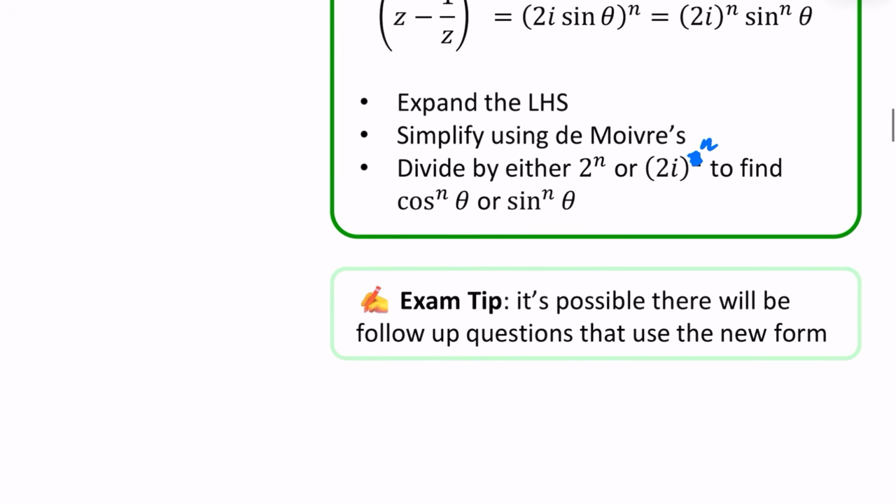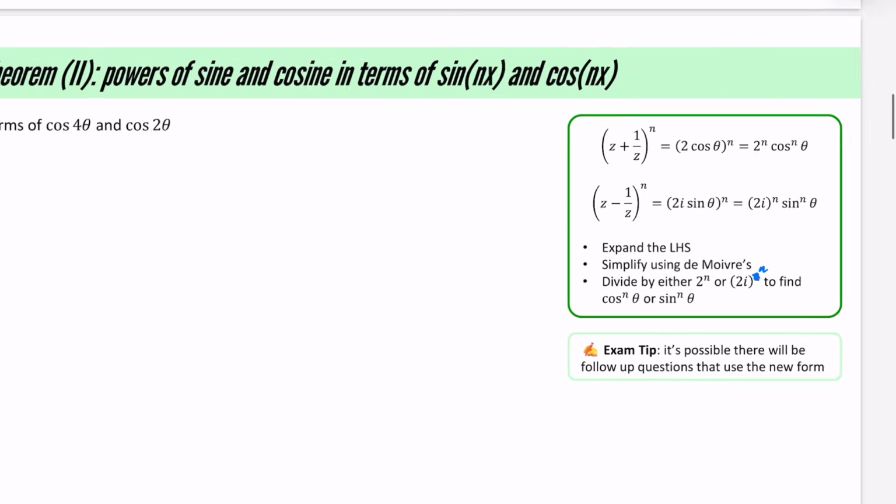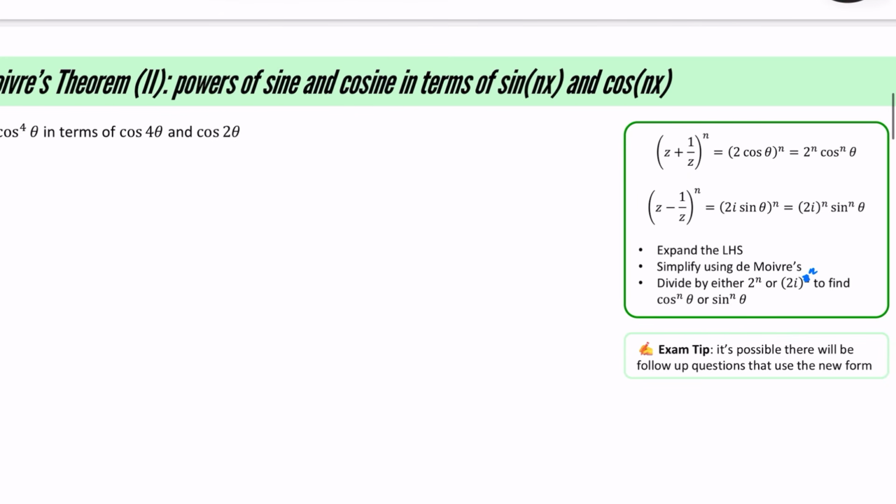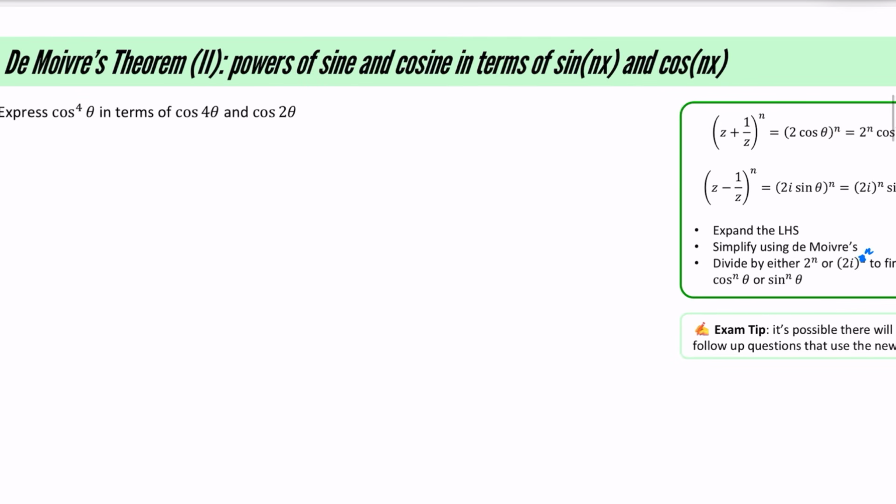And then an exam tip, it's possible that there will then be a follow-up question that uses the new form, whether that might be instead of trying to integrate this, they then ask you to use this form to do some integration. But I'm really trying to keep this as focused as possible on the complex numbers stuff that we've got here. So I will be using something like this. I know that this 2 cos theta to the power of 4 is going to be equal to this thing.